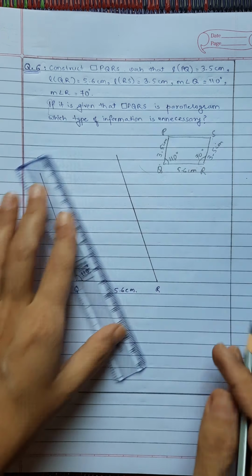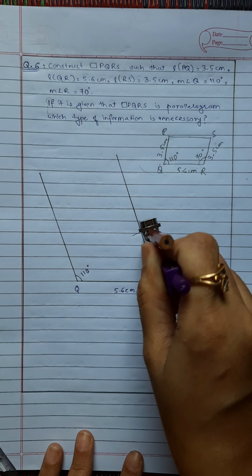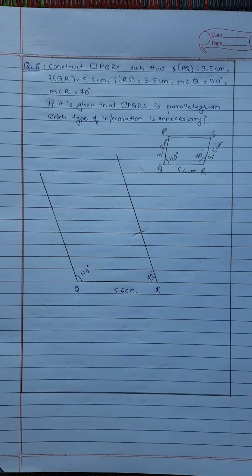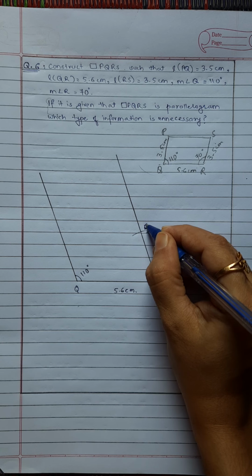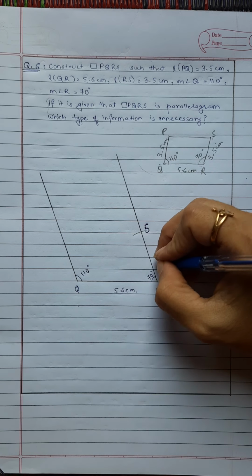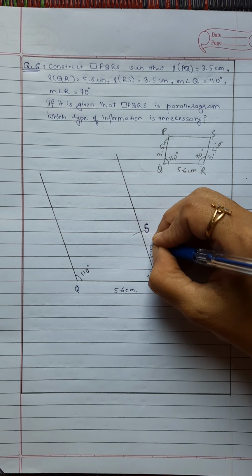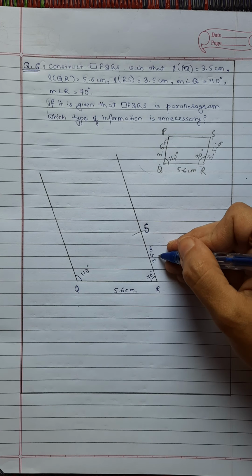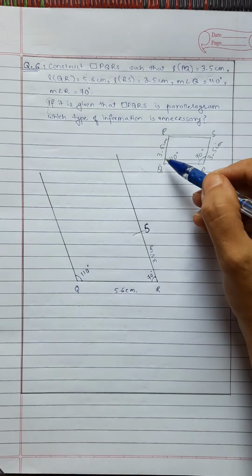Now from R till S, 3.5 centimeters. Use the compass. Get 3.5 centimeters measure in it. Keeping on vertex R, make an arc on the same line. So the marked point is S. This measures 3.5 centimeters. Write it down as RS. RS measures 3.5 centimeters.